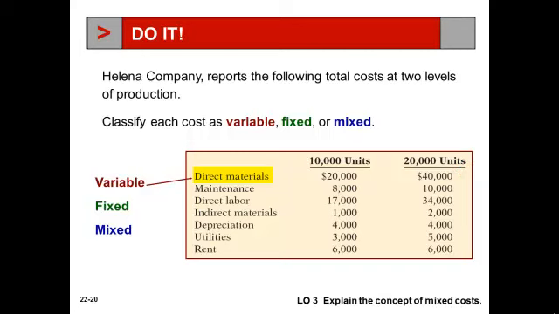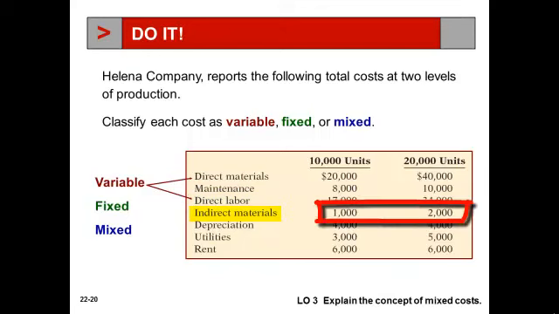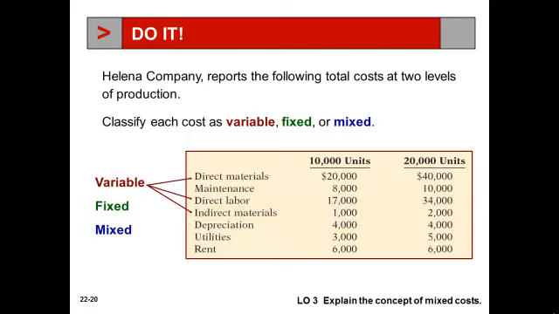Likewise, look at direct labor. It goes from $17,000 at 10,000 units of production to $34,000 at 20,000 units of production. It increases directly. That's a variable cost, direct labor. Similarly, indirect materials increases from $1,000 to $2,000 as production doubles. That would be a variable cost, directly proportional to the activity base. The cost doubles as the activity doubles.